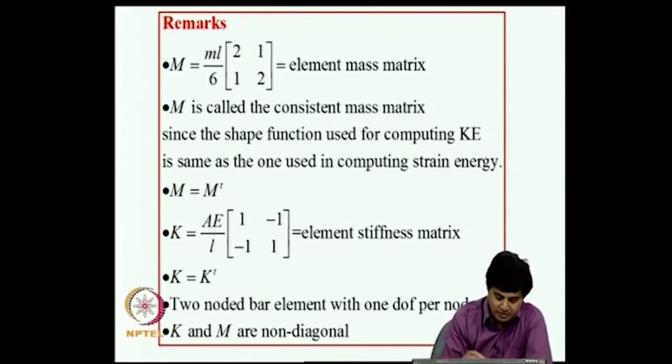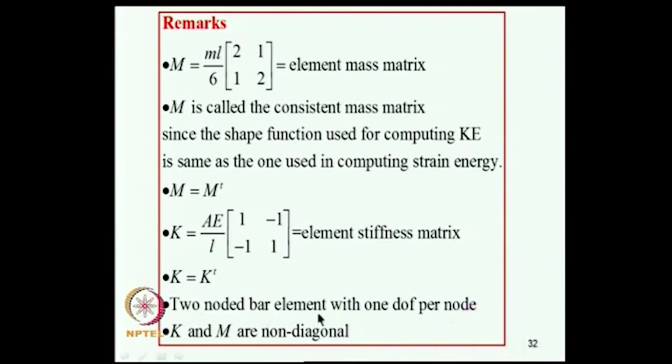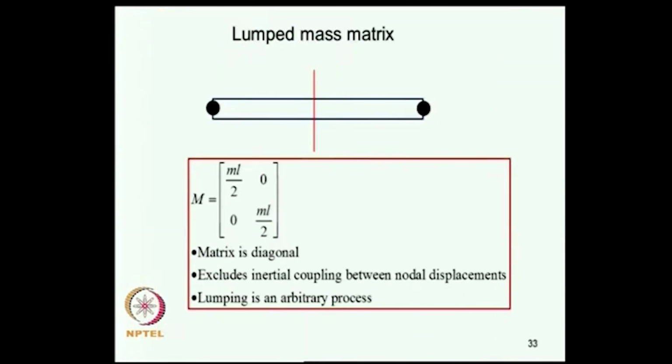I will come to that shortly. You can see that the mass matrix is symmetric, and this quantity, k A e by L into this matrix, is known as the element stiffness matrix. It is symmetric, and we call this element that we have developed a 2 noded bar element with 1 degree of freedom per node and 2 degrees of freedom for the element. We should also notice that K and M are non-diagonal, they are not diagonal matrices. So the nodal degrees of freedom are coupled in this representation.